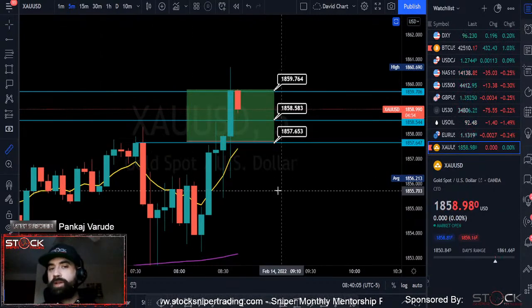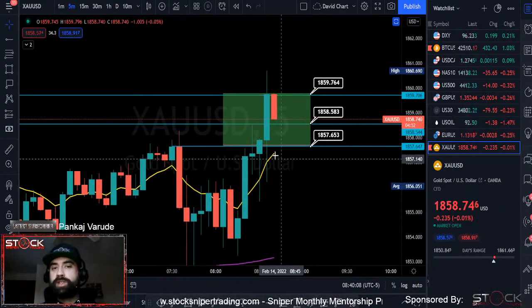Oof, guys, that's what I mean. Look at that next candle opening up bearish. Look at this.